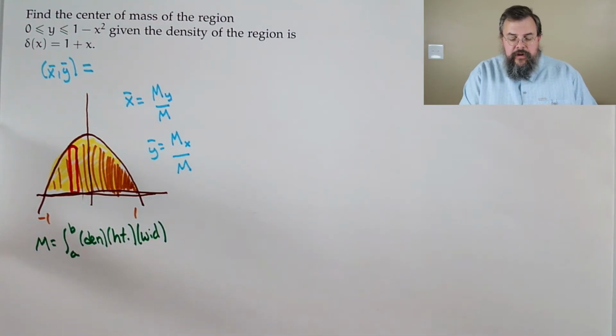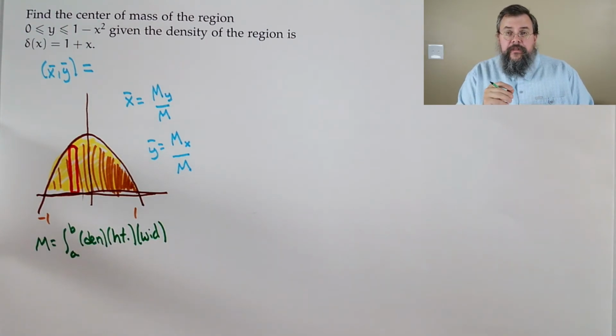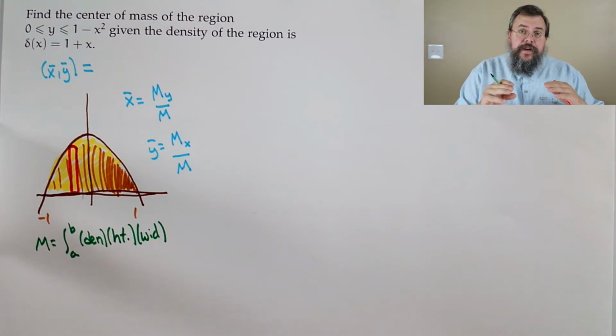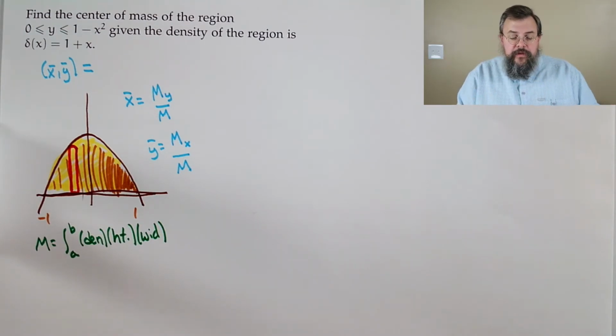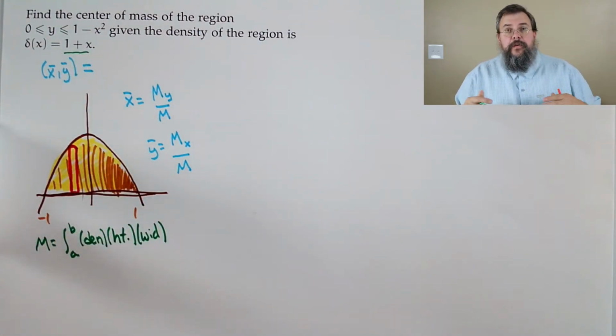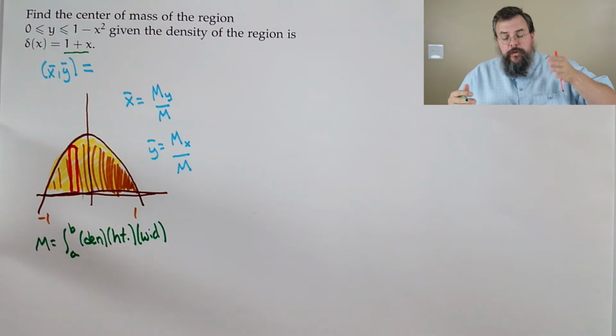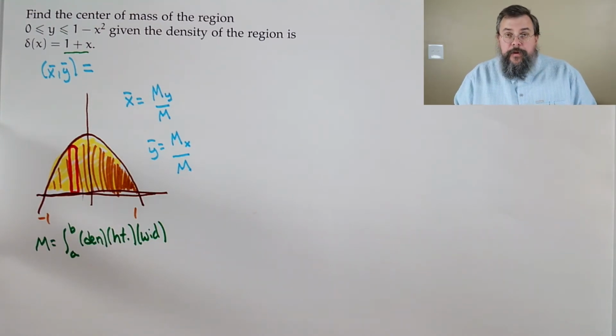Okay, so that's what we get. Height times width is area, area times density is mass. So that's the mass of that little piece. On a side note, I am slicing vertically, and the reason I'm choosing to slice vertically is you'll notice that the density is a function of x. So we need to slice so that we're integrating with respect to x and our slices have essentially a constant density. That's why we choose to do things the way we do.